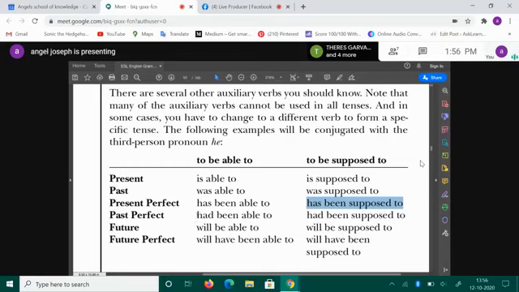Similarly, we can use this word "been" along with "had" or "has," and this word "able." Understand this is another usage, not a different form, but another usage. In the future tense, will be able to. That's simple. That's something that we have used many times.